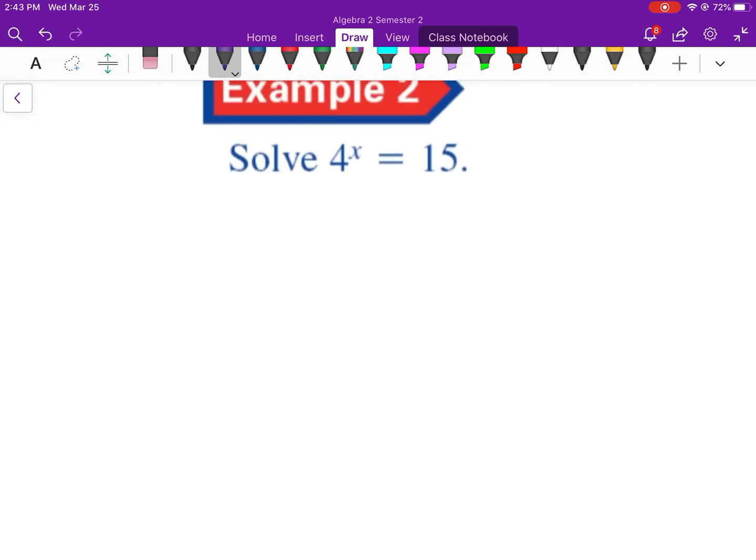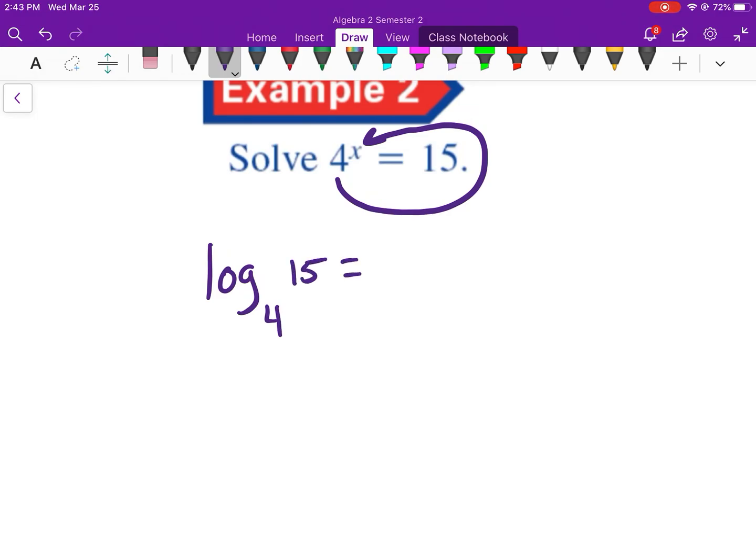Okay, 4 to the x equals 15. Now I only have one term that has an exponent, with variables in that exponent, and it's by itself. So if you remember, the inverse operation of exponents is logarithms. So we're going to take the log base 4 of both sides, or an easier way, just rewrite it as a log. It's the same thing either way. Rewriting tends to be a little bit easier. So going from an exponent to a log, base 4 of 15 equals x.